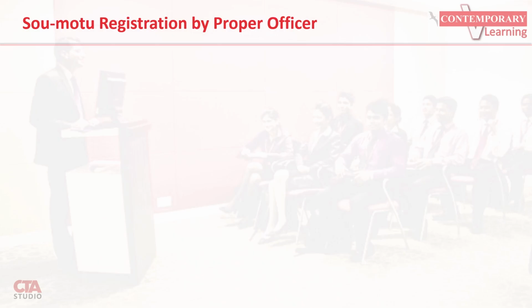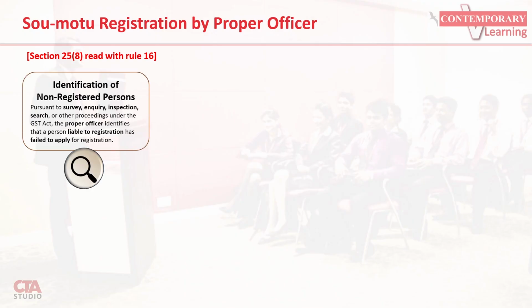Sometimes, the tax authorities themselves initiate registration for persons who should have registered but haven't. This is called suo motu registration, covered under Section 25(8), read with Rule 16. Let me walk you through this process. Identification of non-registered persons. The process begins when, pursuant to survey, enquiry, inspection, search, or other proceedings under the GST Act, the proper officer identifies that a person liable to registration has failed to apply for registration.